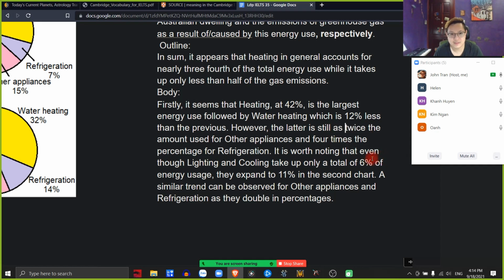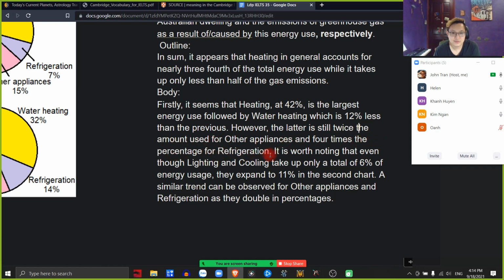Yes, you can use "as twice the amount." The latter is still "as twice the amount." Or you can say "still twice the amount." It's okay. I mean, optional. Thích thì thêm này thôi cũng được, không sao. Nhưng mà thật sự nó là still twice. It's still twice the amount used for other appliances. Vẫn gấp đôi lượng sử dụng cho những cái other appliances.